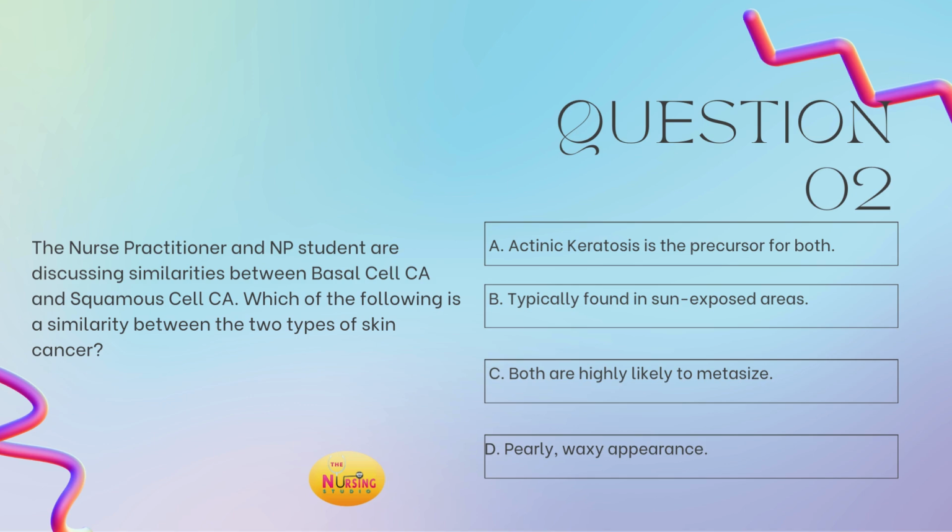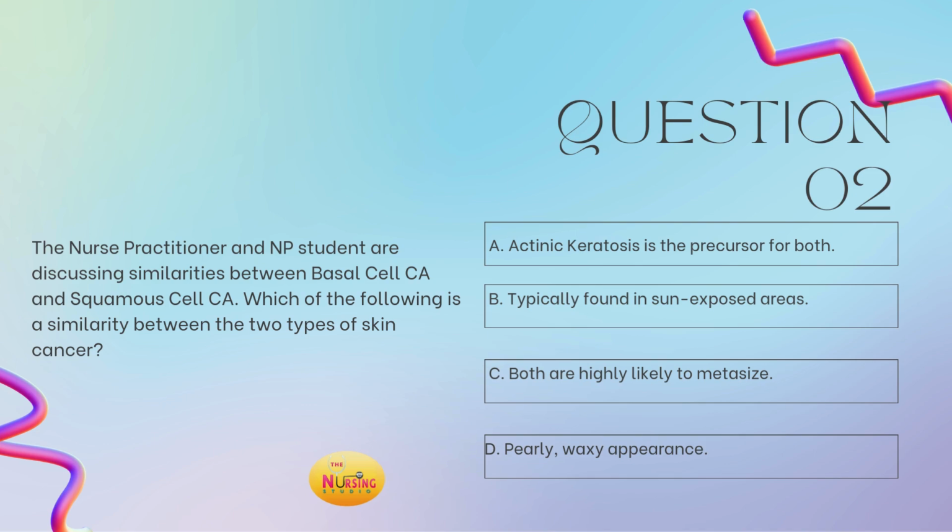All right, so stem of the question here states, which of the following is a similarity between the two types of skin cancer? Okay, so the nurse practitioner and NP student are discussing similarities between basal cell and squamous cell carcinoma. So we're looking for the answer that shows the similarity between the two, right? So is it A, actinic keratosis, the precursor for both? No, actinic keratosis is the precursor for squamous cell carcinoma, right? All right, they're typically found in sun-exposed areas. Yes, B is your best answer. Squamous cell carcinoma as well as basal cell carcinoma are most commonly found in sun-exposed areas.